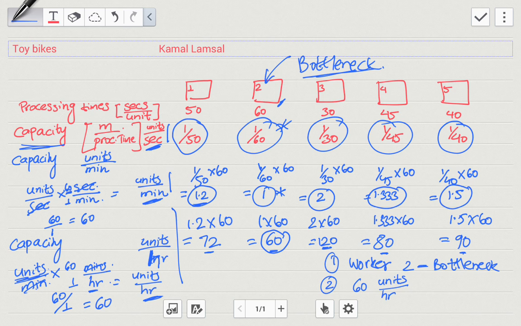Now if the question had asked what is the process capacity expressed as units per minute, we'd have reported this answer. If the question had asked what is the process capacity expressed in units per second, we'd have reported this answer. But the question asks what is the process capacity, express this in terms of units per hour. That's why we report 60 units per hour. We'll do the remaining problems in the next video.